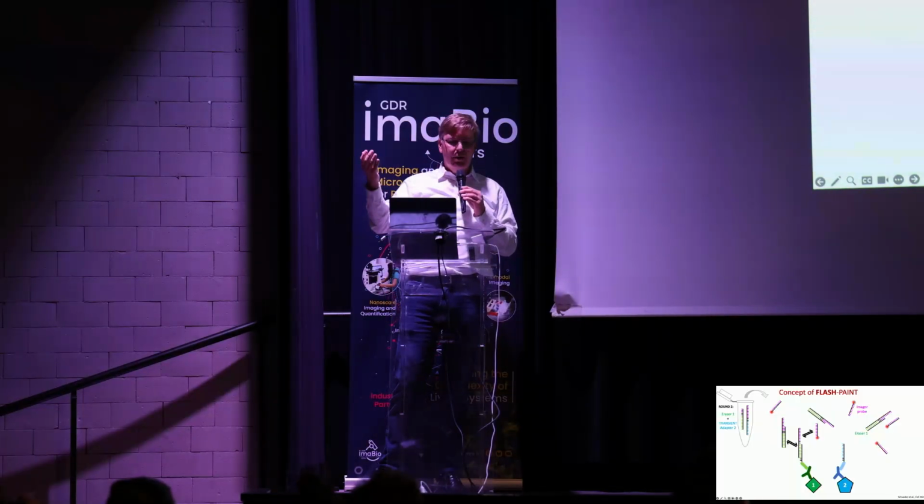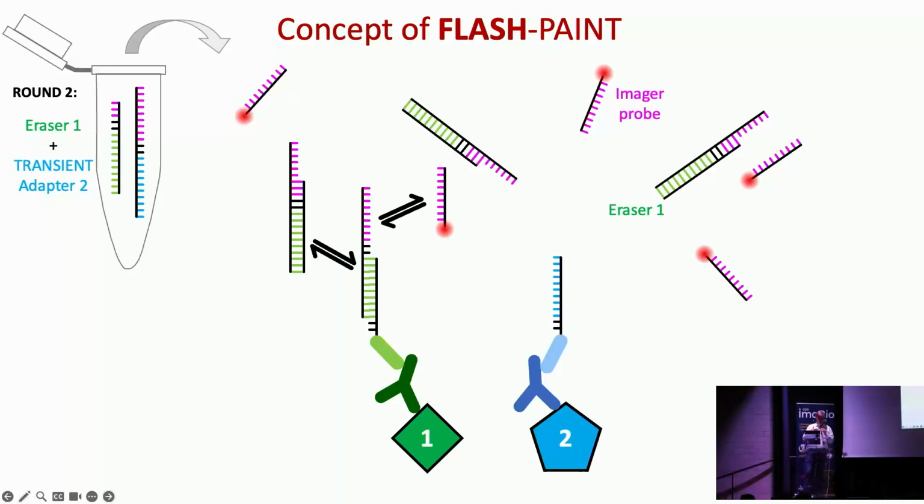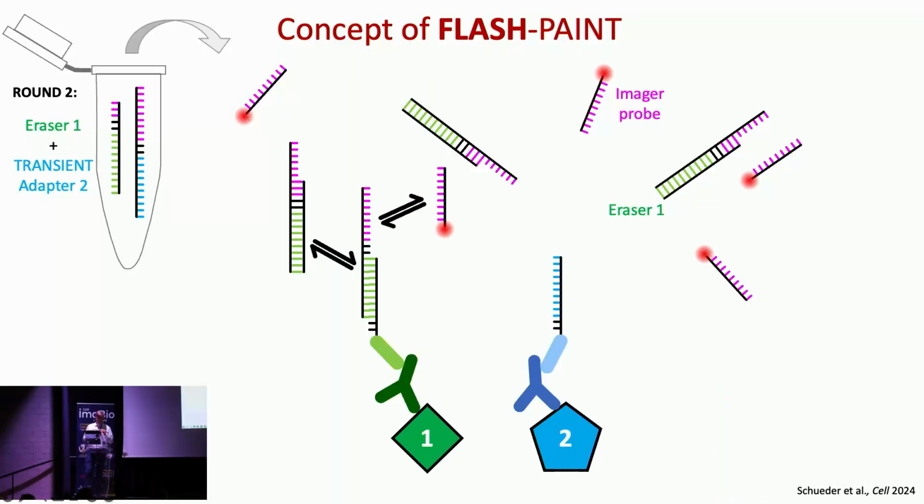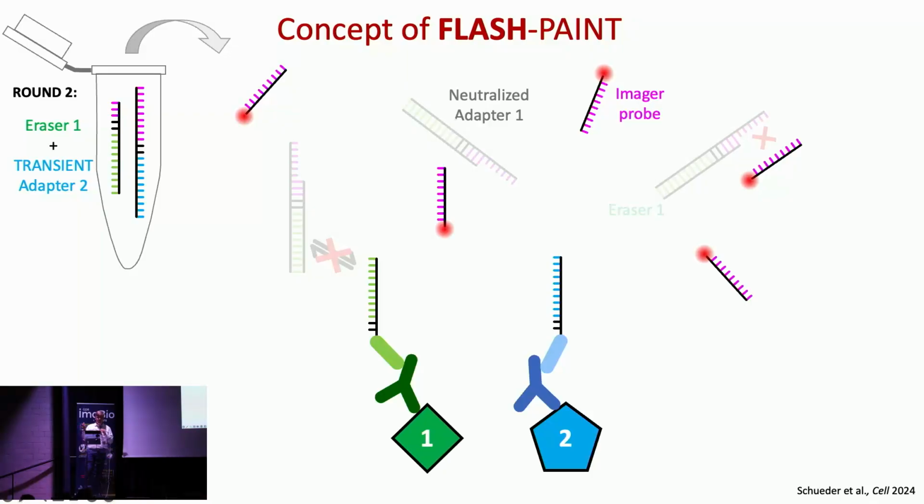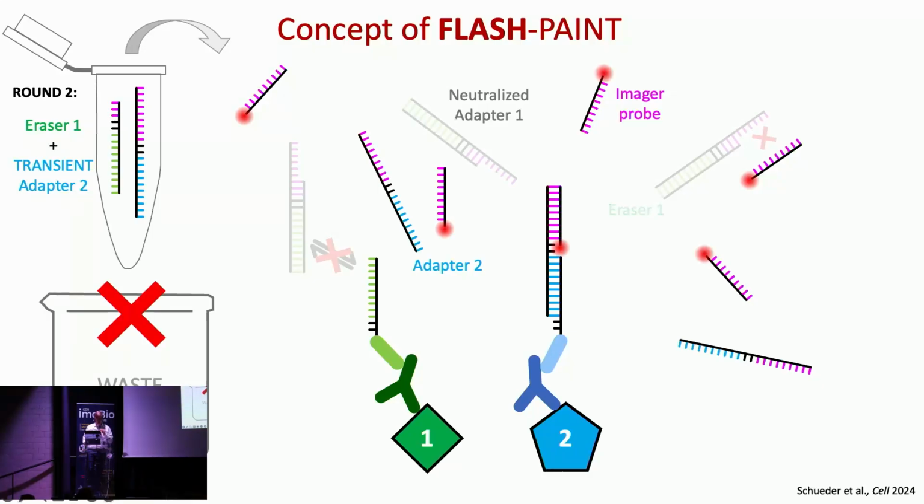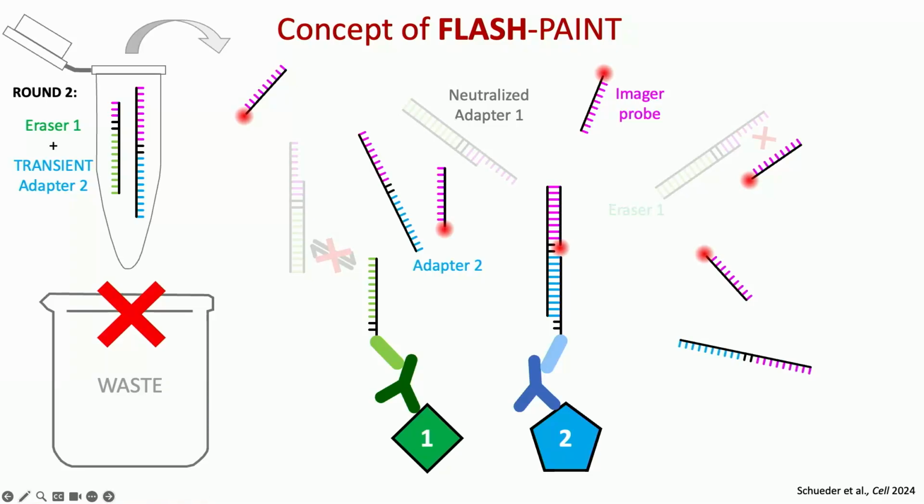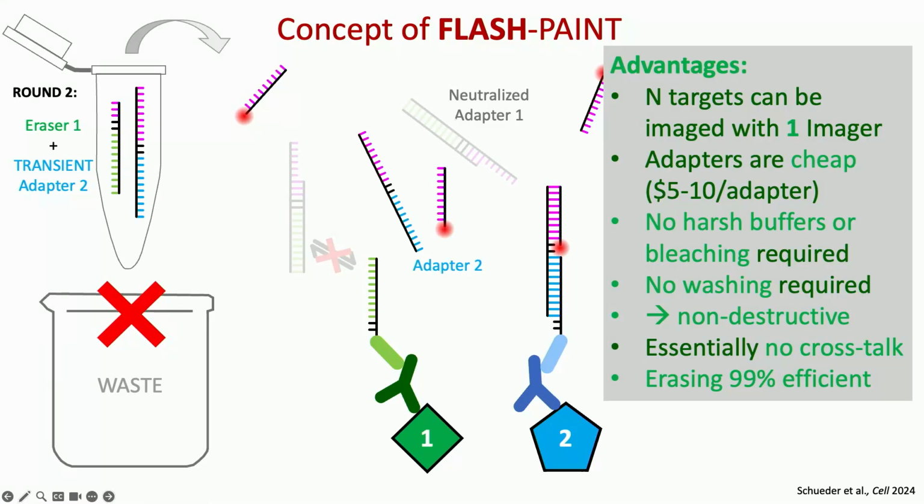The eraser is in high abundance. It will capture all the adapter and essentially neutralize it. It also blocks the imager from binding to it. And then the same imager will now be directed to the new transient adapter and bind to the new target that way. So without washing, you can now redirect that imager probe from one to the other.